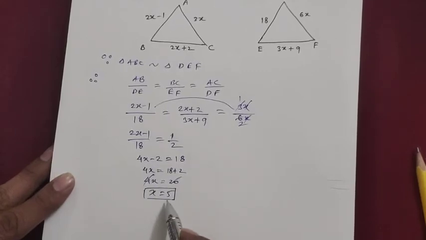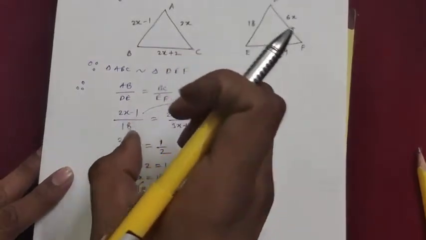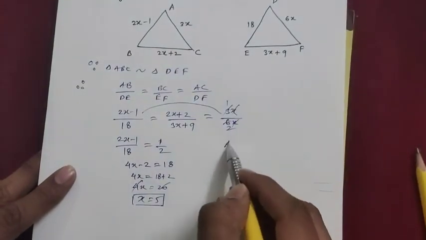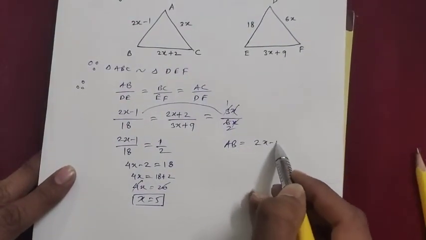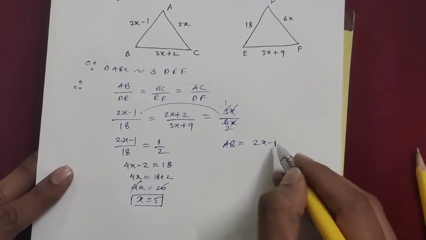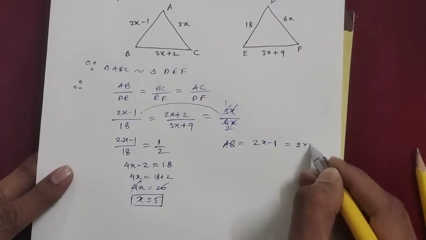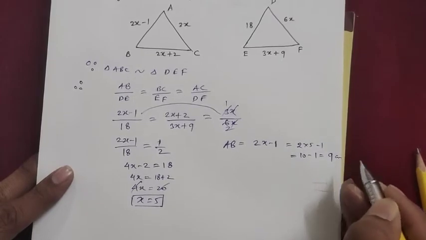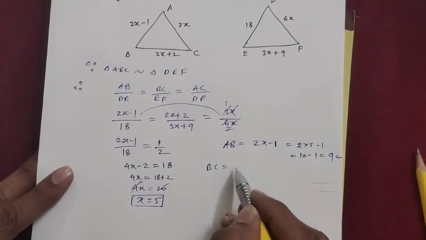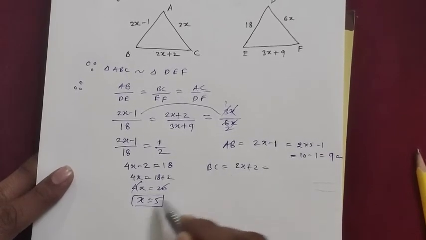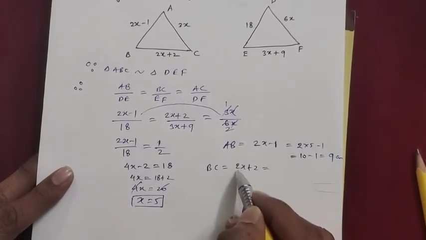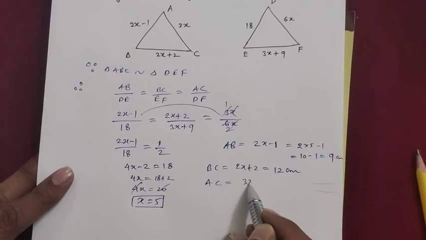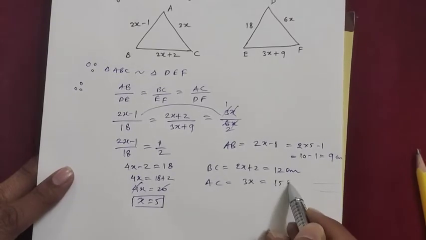So now after getting the value 5, we have to calculate each side of the triangle. So AB is 2x minus 1. Just put the value of x over here. So 2 into 5 minus 1, that means 10 minus 1, and 9 centimeters. Now BC is 2x plus 2. If we put this value 5 here, 10 plus 2, 12 centimeters. AC is 3x, so we can directly calculate 3 into 5, 15 centimeters.